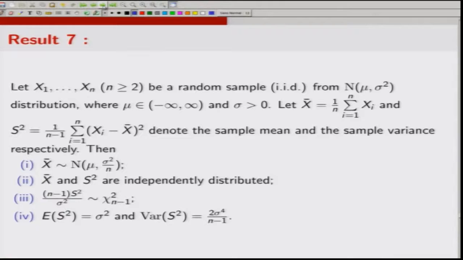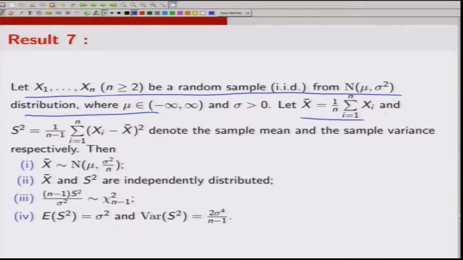Now let's do this last result, which is again very useful. Let X1, X2, ..., Xn be a random sample from a Normal(mu, sigma squared) distribution. Let X bar be 1 upon n summation Xi, which is the sample mean. S squared is 1 upon n minus 1 summation (Xi minus X bar) whole squared, which we call the sample variance. Then X bar would be Normal(mu, sigma squared by n).